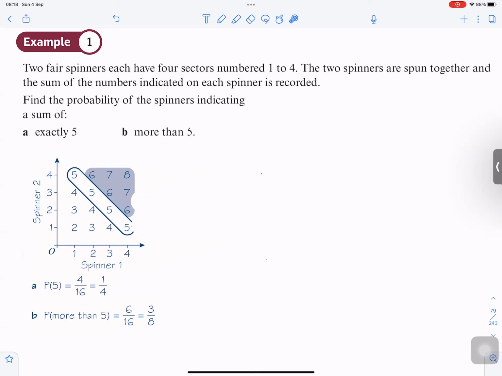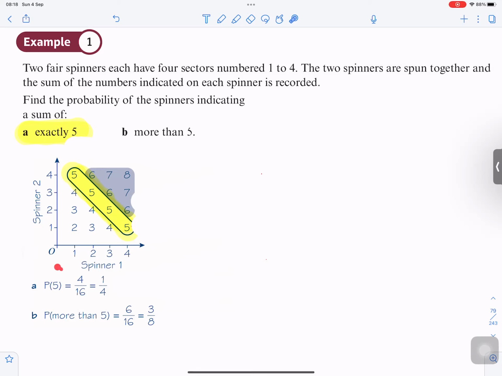So for part A, it says a sum of exactly 5. How many numbers have a sum of exactly 5? If I color them in yellow, there's 1, 2, 3, 4. So there are 4 outcomes for that.